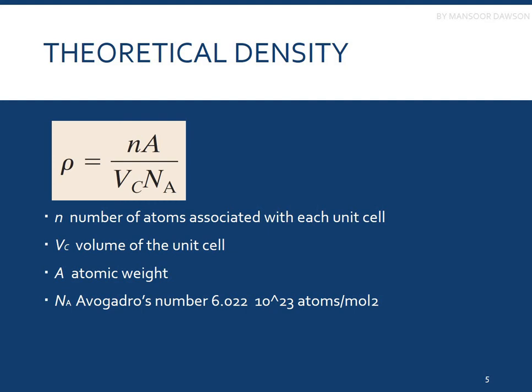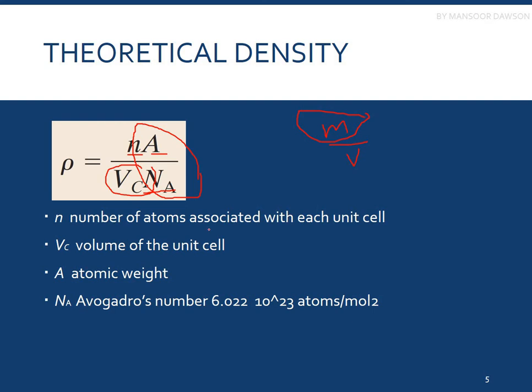Now we'll be calculating some theoretical densities. The formula for theoretical density is mass over volume. For the mass, it is given by n multiplied by A. n is the number of atoms in the unit cell, A is the atomic weight, and N_A is Avogadro's number. When we solve this, we get the mass in grams per mole, and VC is the volume of the unit cell. So it is mass over total volume.